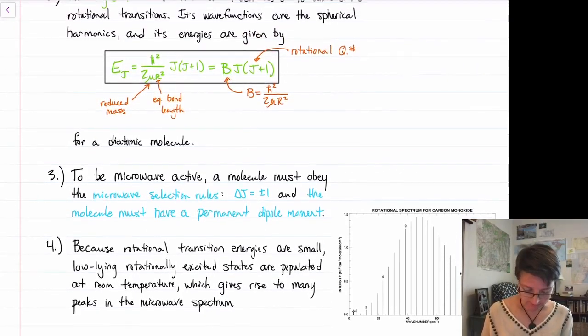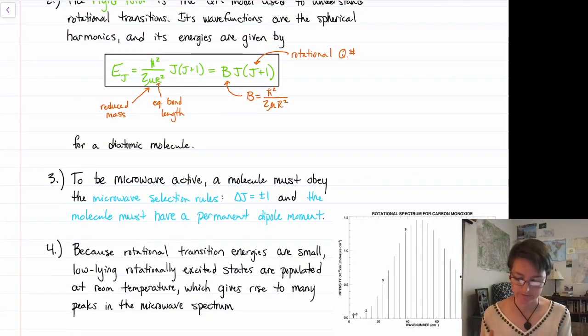We also talked today about the selection rules for microwave spectroscopy. To be microwave active, a molecule has to have delta J either goes up by 1 or goes down by 1, and the molecule must possess a permanent dipole moment. So while we can generate a microwave spectrum for carbon monoxide, we wouldn't, for instance, be able to generate a microwave spectrum for H2.